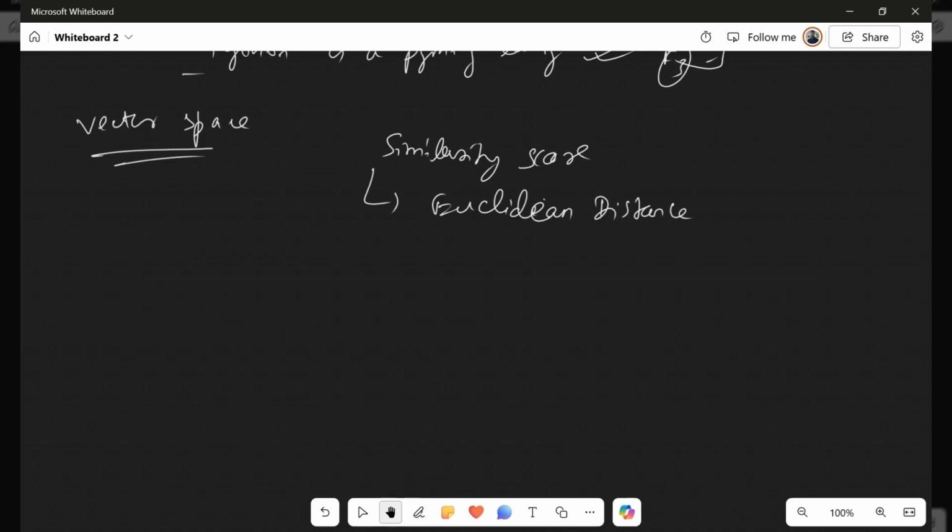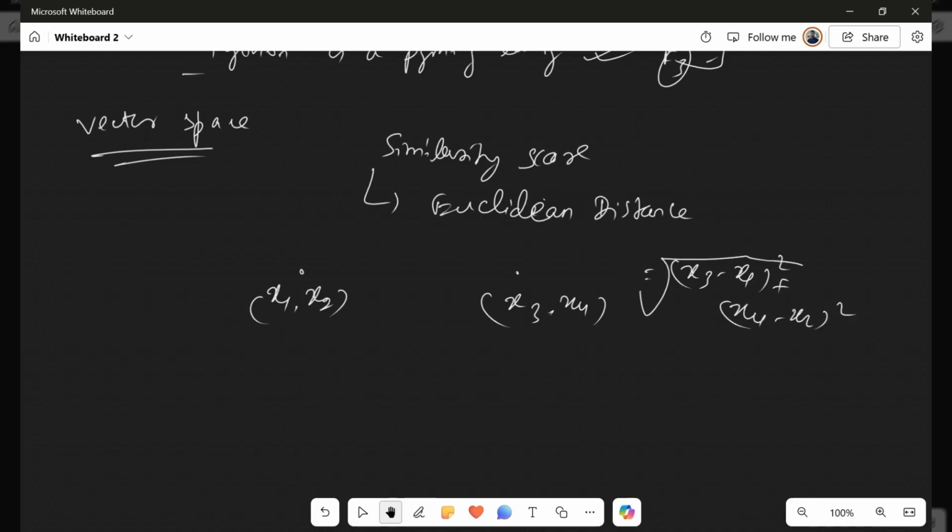What is Euclidean distance? It is the straight line distance between two points. For example, you have a point having x1 and x2, and you have another point having x3 and x4. So what is the distance between them? This distance will be the square root of (x3 minus x1) squared plus (x4 minus x2) squared, right? So this is Euclidean distance. So this is one way. The less the distance, the more similar they are, right?